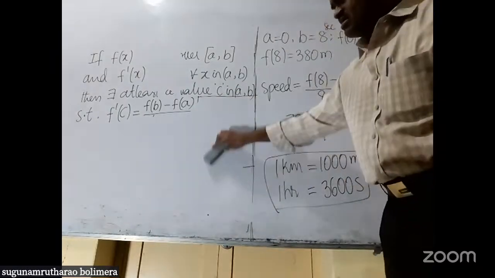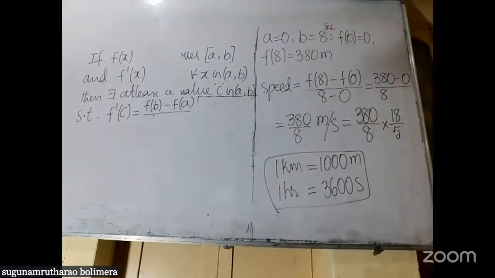kilometer per hour. So if you want to convert meter per second into kilometer per hour, multiply by 18 by 5. You should not say the answer in meter per second. You have to say the answer in kilometer per hour. 171 kilometer per hour.